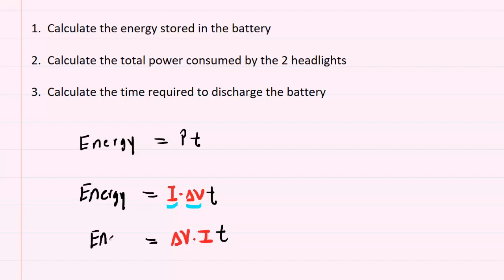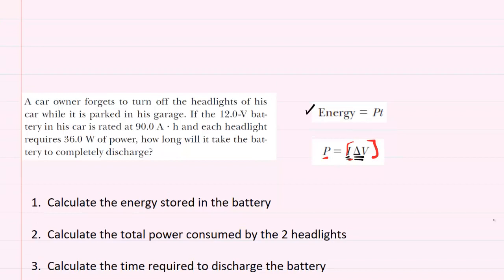Now why is that useful? Well, it turns out that the question gives us the potential difference supplied by the battery, and then it also gives us this quantity of current multiplied by time. Let's take a look at that. So the potential difference supplied by the battery is relatively easy. That's delta V right there.